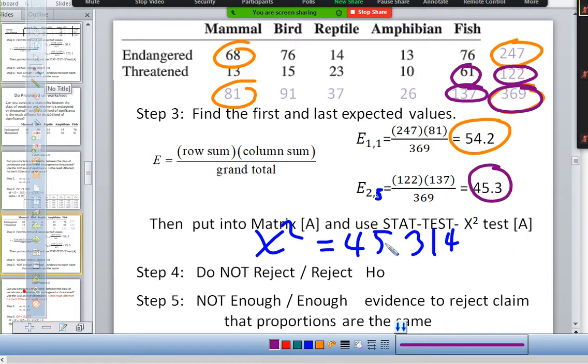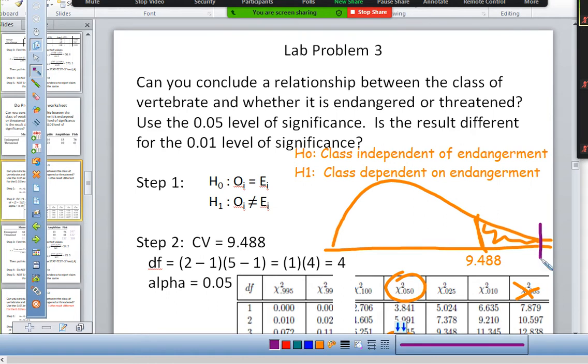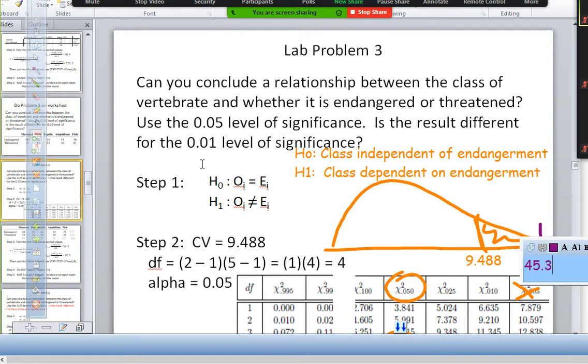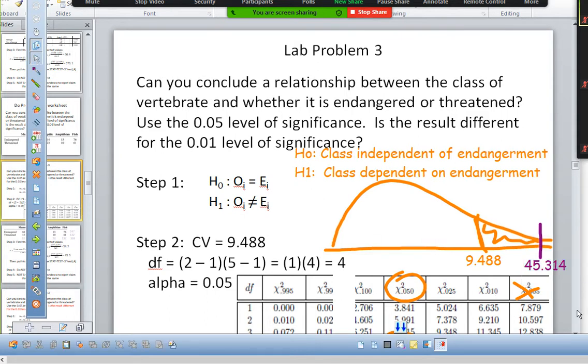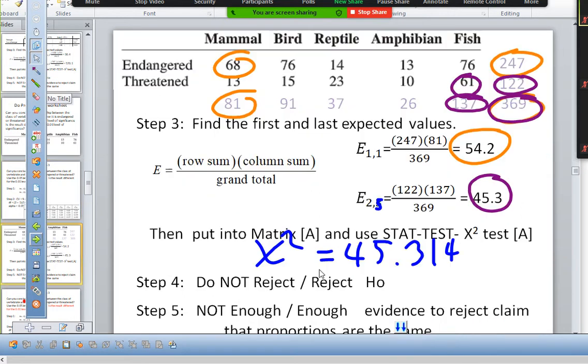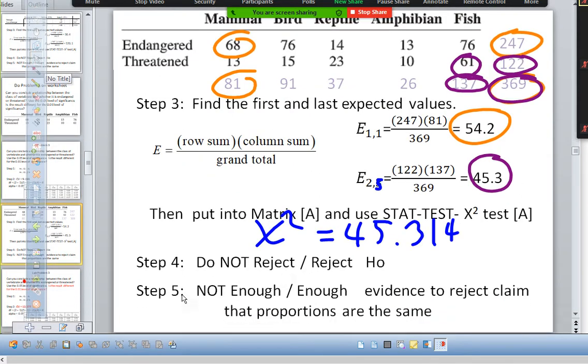All right, and then we're going to put it into matrix A and use stat test chi-square test of A, and you should get 45.314. So I'm going to go back and pop that into my picture, and that's going to be way out here, 45.3. It's going to be way out there. So super far out there, we're totally going to reject H0.